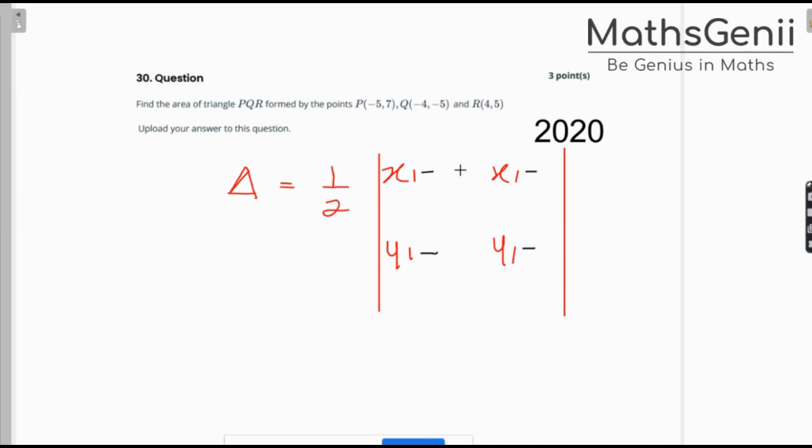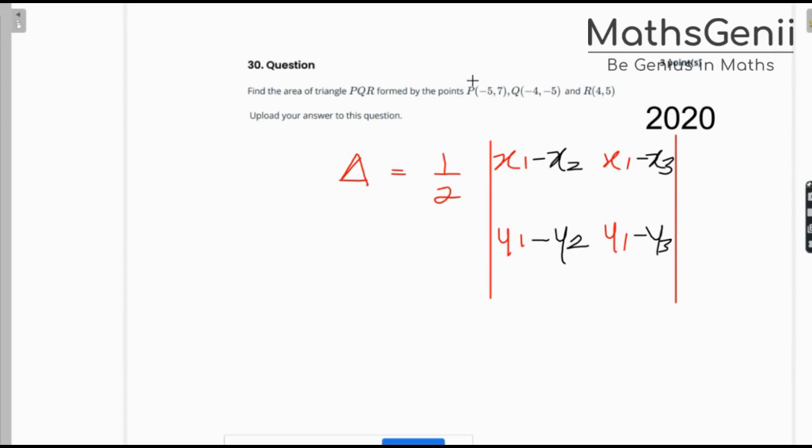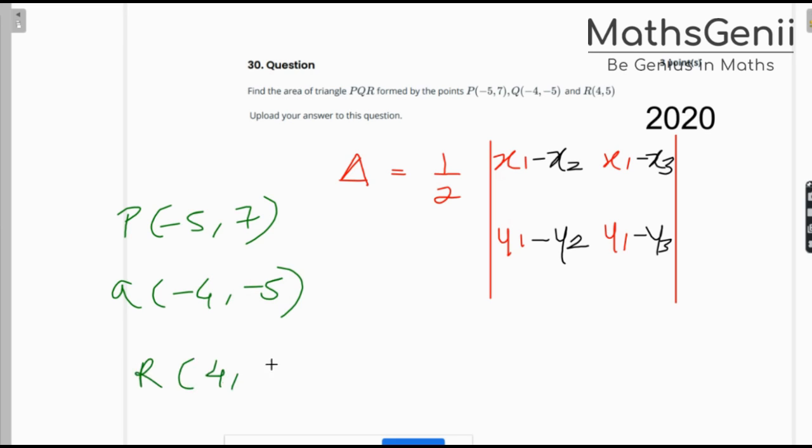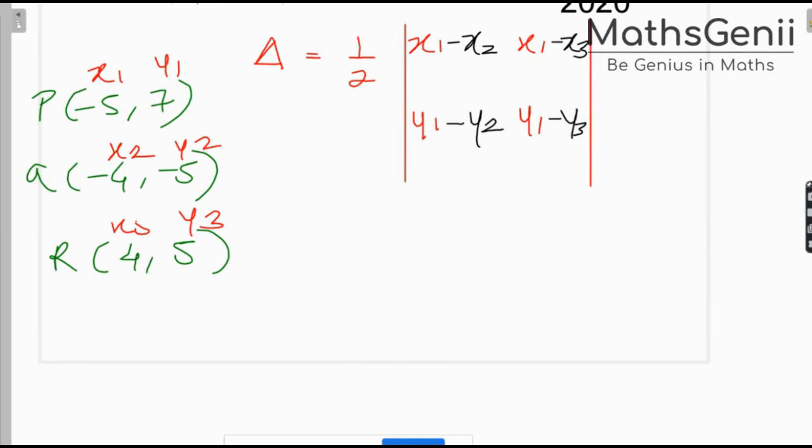Now the next part, x1 is already done, right? x2 is already done, right? x3, same way y2 and y3. Now look here, we have in the question, this is minus 5, 7, this is minus 4, minus 5, and this is 4 and 5. So can I say this is x1 y1, this is x2 y2, and this is x3 y3. Now what I'm going to do is just substitute.